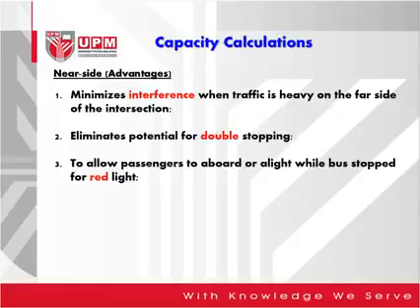And the third point is to allow passengers to board or alight while the bus stops for a red light. So that means when the bus leaving the bus stop has to stop because of the traffic light, some passengers still have the chance either to go into the bus or leave the bus.